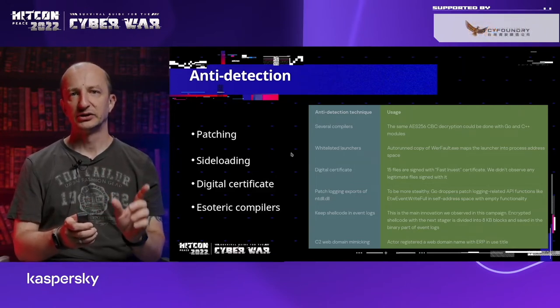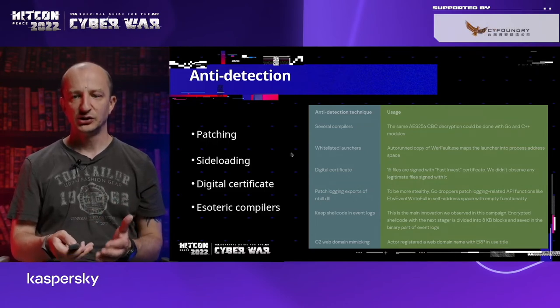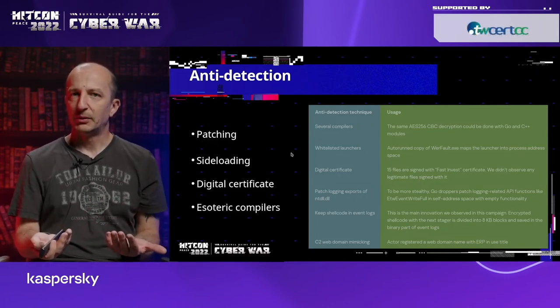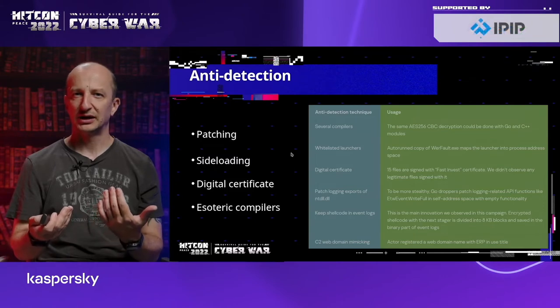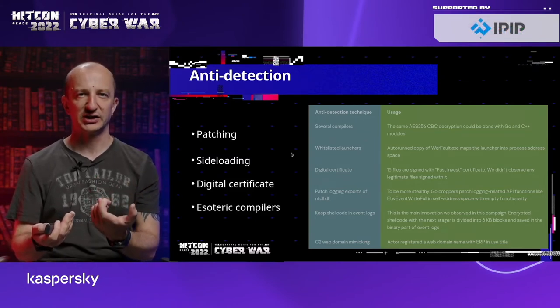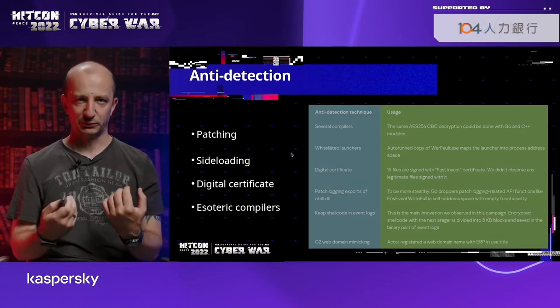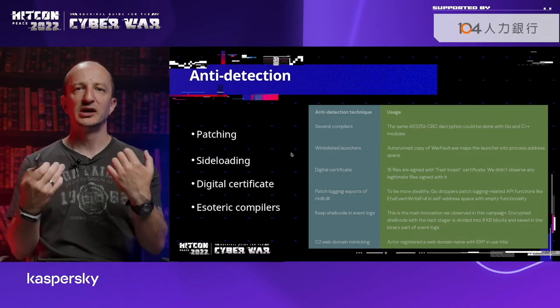Okay, and last but not least, the digital certificate. A digital certificate with the name FastInvest. While trying to search for some ledger executables signed with the same digital certificate, actually we failed. So my expectation is that it's a certificate created only for the malicious modules. I wasn't able to find any ledger software with the same digital certificate. Maybe I just didn't find it, but to my knowledge, it doesn't exist for any ledger software. Anyway, to make the malicious file look more like ledger, some digital certificate exists.